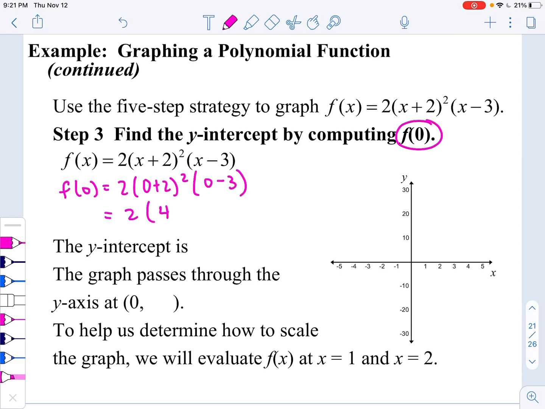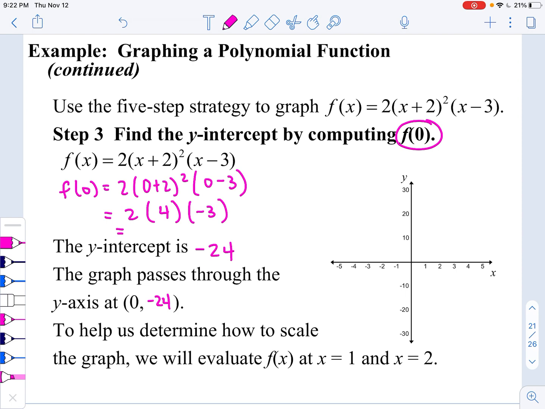2 squared gives us 4. And then 0 take away 3 is a negative 3. So 2 times 4, that's 8, times a negative 3. We end up with a y-intercept at negative 24. So that means that the graph passes through the y-axis at 0, negative 24.